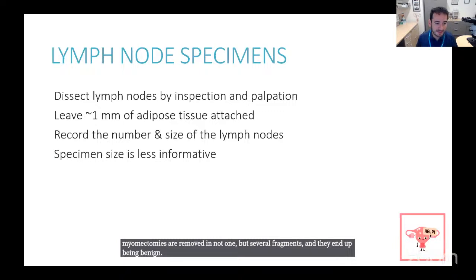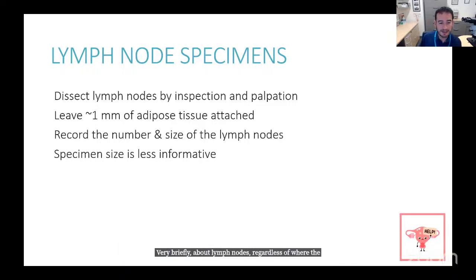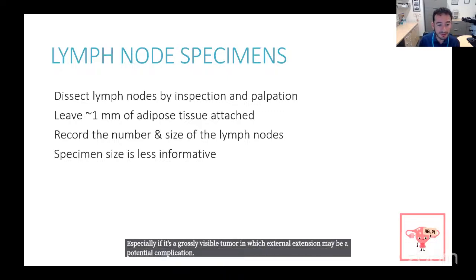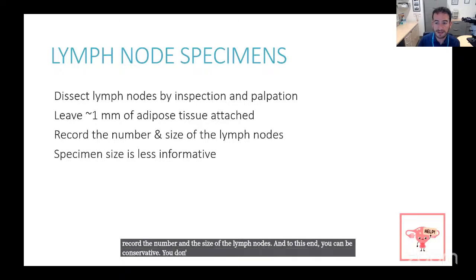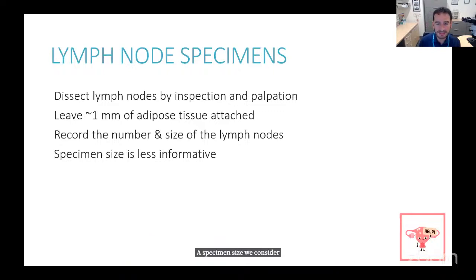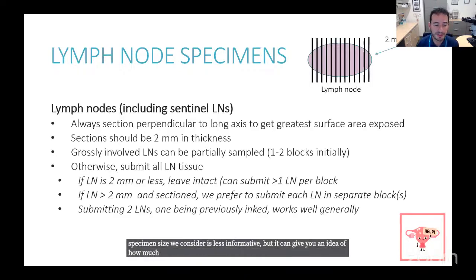Very briefly, about lymph nodes, regardless of where the gynecological cancer is coming from, we typically dissect them by inspection and palpation. The recommendation from our guide is to leave 1 millimeter of adipose tissue attached, especially if it's a grossly visible tumor in which extranodal extension may be a potential complication. Record the number and the size of the lymph nodes, and to this end, you can be conservative. You don't need to record the size of every individual lymph node. You can provide a range or the size of the largest and the smallest. A specimen size we consider is less informative, but it can give you an idea of how much fat versus how much lymph node tissue you received.